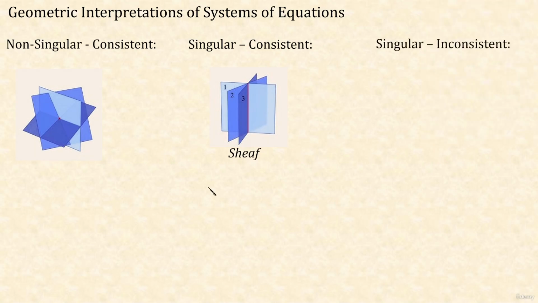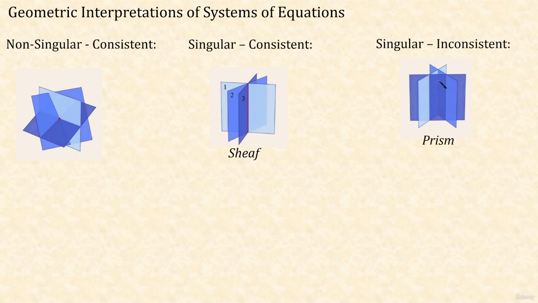Well, we could also have singular inconsistent. That's where the matrix does have 0 determinant, so no inverse, so no unique solution, but it's something else. And one version of that is that it's a prism. So that is where we have 3 planes that have a prism running down the middle. And you can see there's no point where all 3 planes intersect, which means there's no solution. So that's what we'd call a singular inconsistent solution, and that's a prism.